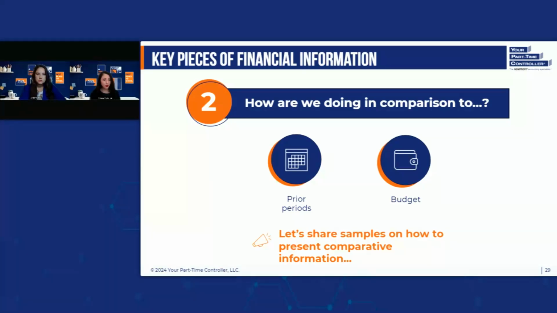And then next, we're also going to look at some examples of how we are doing in comparison to prior periods or to budget. And so with this information, what we're looking for is not just what are the numbers, but what are the numbers in comparison to where we thought they would be or where we were at this same time last month or last year, for example. So let's dive into some examples here.